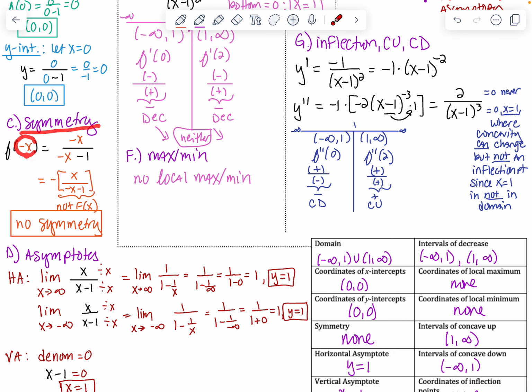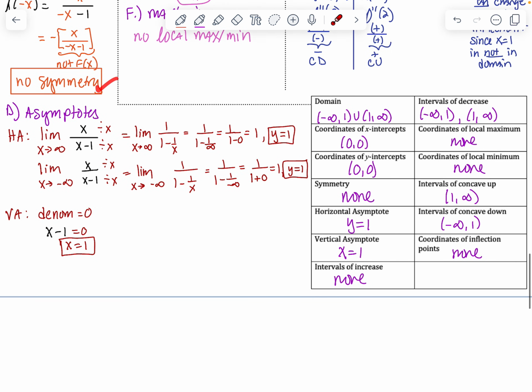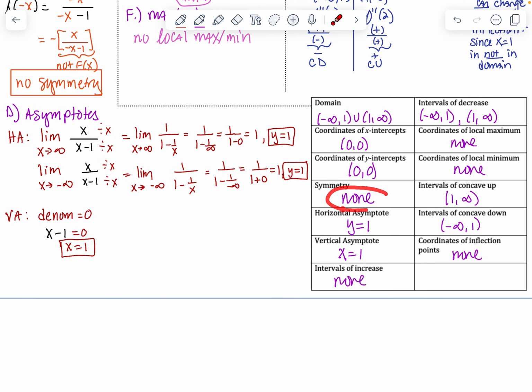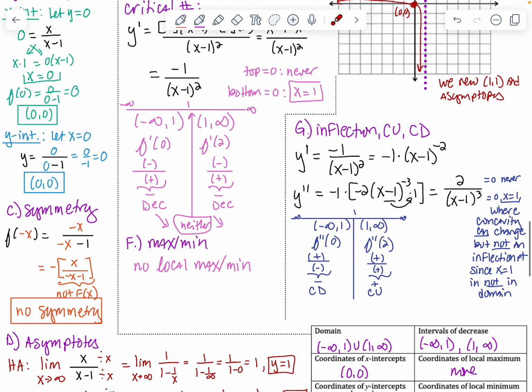Now we'll check for symmetry. So we go ahead and plug negative x wherever the variable was, and simplify. Well, in our case, you could think of factoring a negative out of the numerator, but that's it. Since this is neither equivalent to the original function nor the negative of the original function, because this wasn't negative in the denominator, we have no symmetry. I think I just went ahead and wrote none.